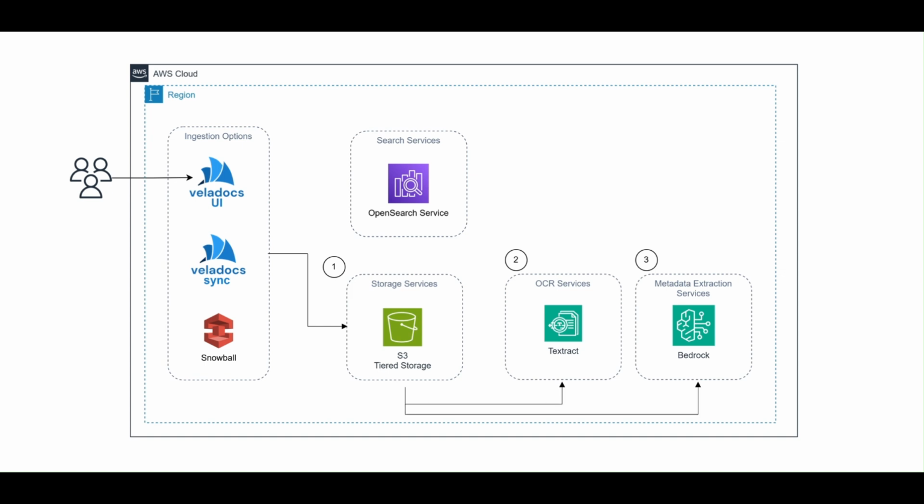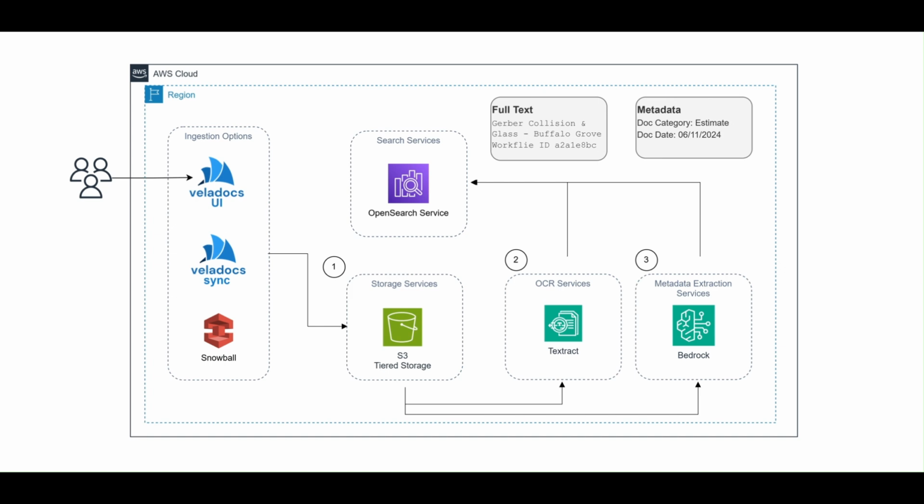Textract will extract the text, and then we'll use that extracted text to send to Bedrock to use an LLM model to have AI set the metadata. So we'll use the output from those services to then store back in OpenSearch both the full text as well as the metadata, so that when users run searches, they can search against both the metadata and the full text.